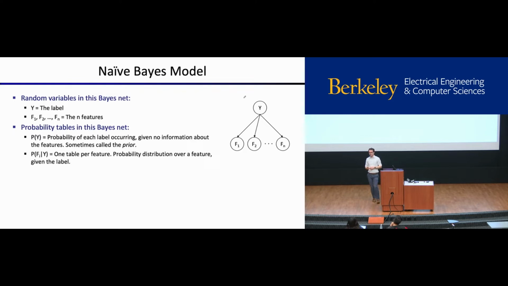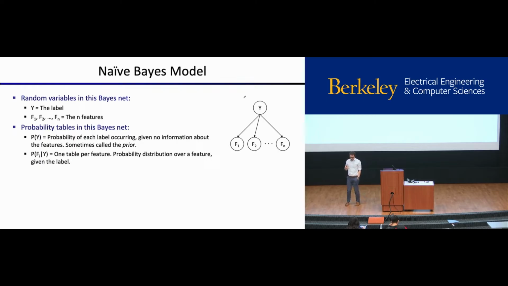And then we have this one label, and this is kind of a big assumption. We're saying that if we know the label, all these features are conditionally independent, right? That's what this Bayes net is telling us. It says these variables are conditionally independent given their parents, and they only have one parent. That's kind of why this is called a naive Bayes model.